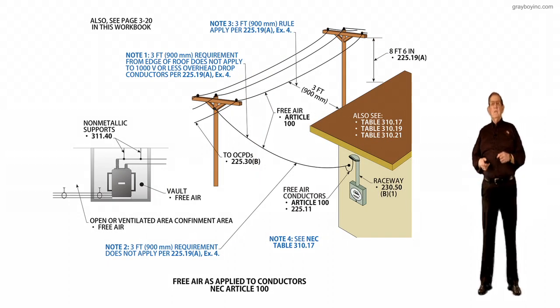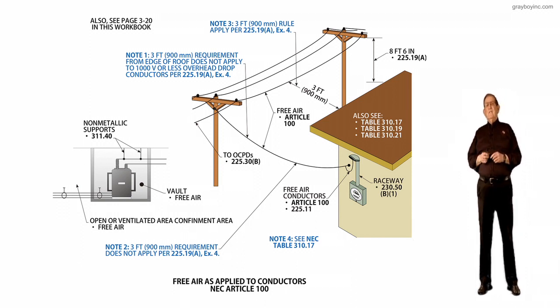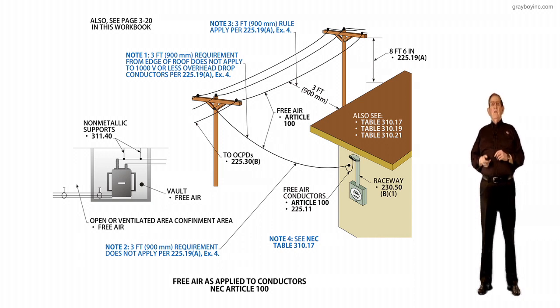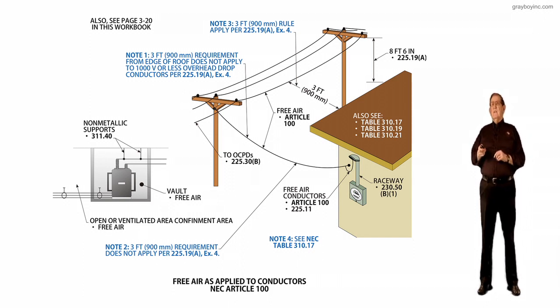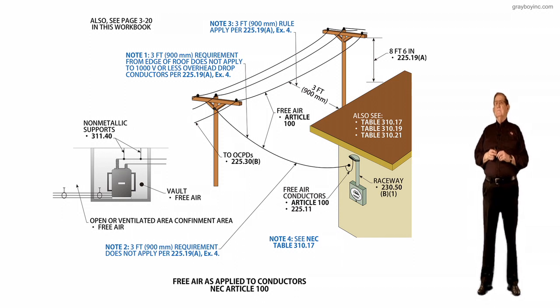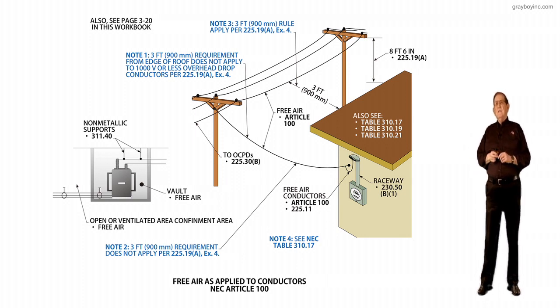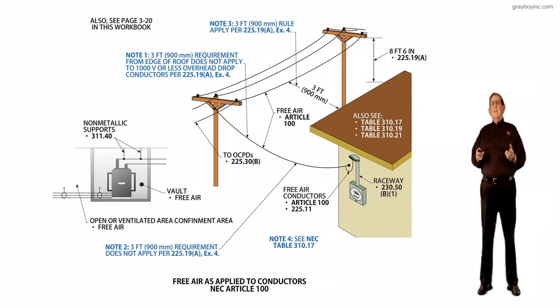This illustration deals with free air as applied to conductors. NEC Article 100 defines what is considered free air. Notice the overhead conductors to the right by the building. Notice that they do have to have a vertical clearance of 8 foot 6 inches by NEC 225.19(A). Out horizontally, notice we need a 3 foot clearance, but they're considered free air conductors.